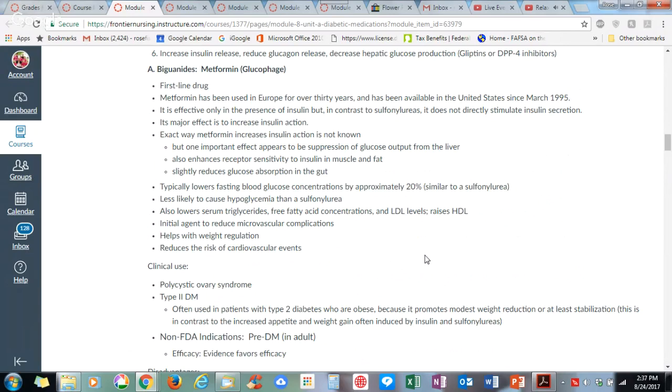Also lowers serum triglycerides, free fatty acid concentrations, and LDL levels, raises HDL. The initial agent to reduce microvascular complications, helps with weight regulation, and reduces the risk of cardiovascular events.